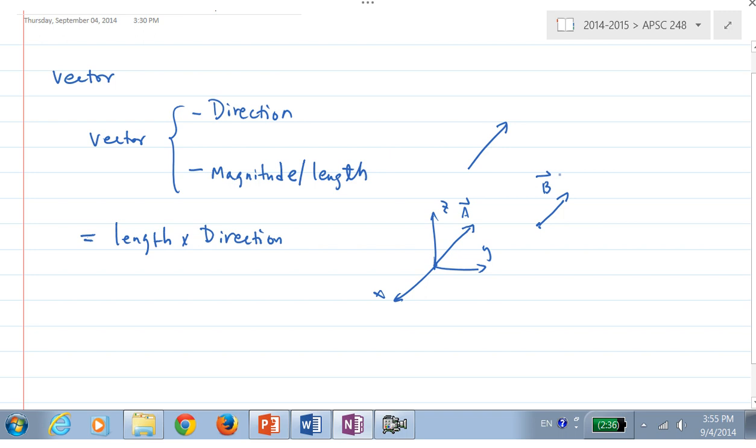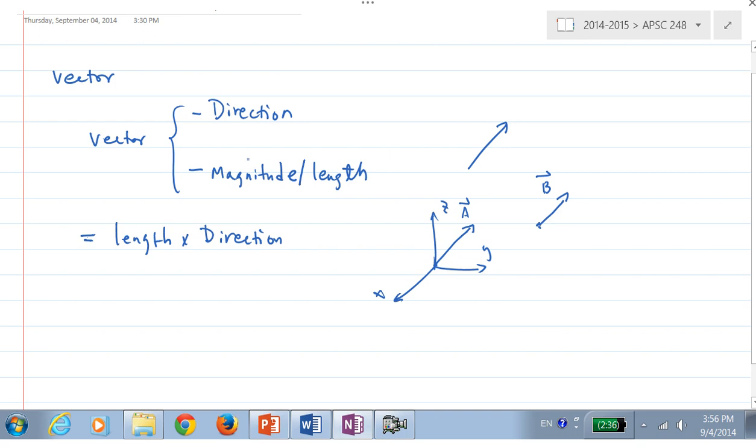So here's a question. Remember what I said? This vector B has the same length and same direction as A, but a different location though. Are A and B the same vector or different vectors? How many would say same? It's not a majority. How many would say no? Not a majority either, so the others are not decided yet.